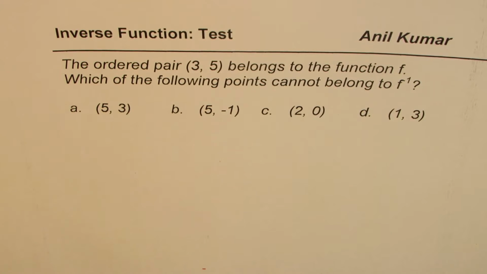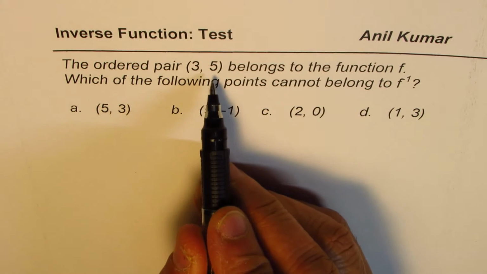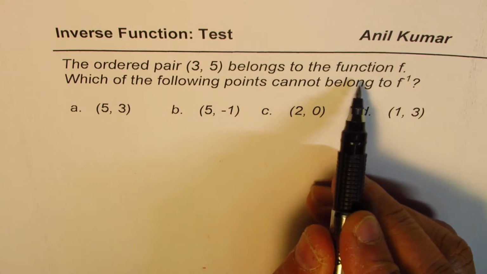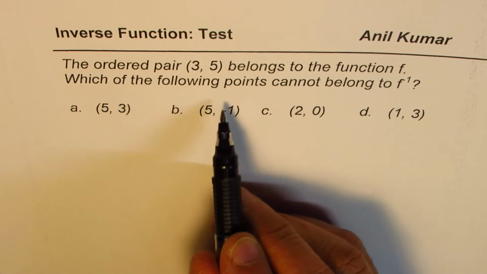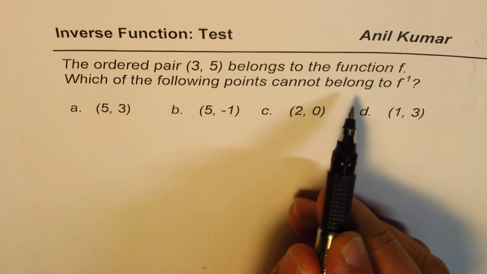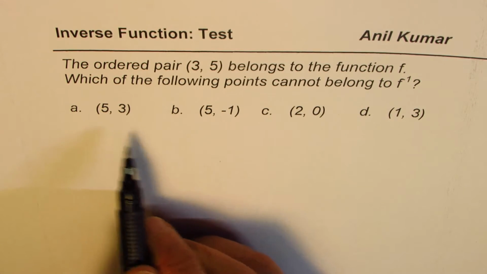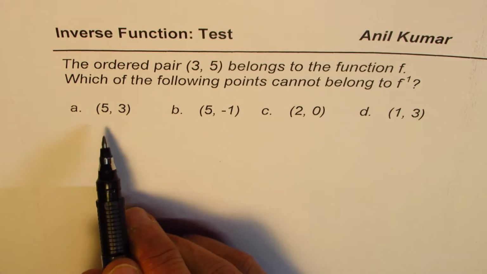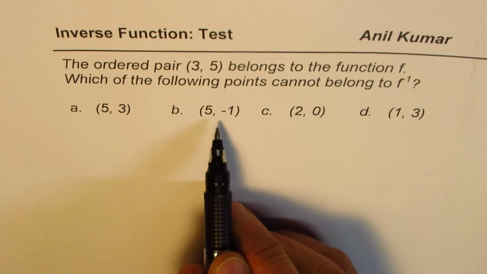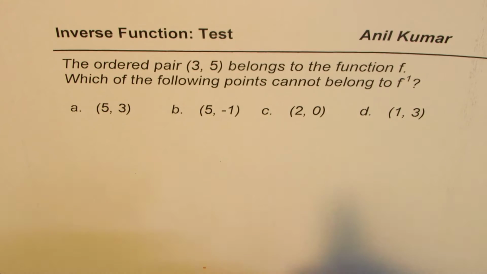The question here is, the ordered pair (3, 5) belongs to the function f. Which of the following points cannot belong to f inverse? Options are A, B, C, and D, which are (3, 5), (5, 3), (5, -1), (2, 0), and (1, 3). You can pause the video, answer the question, and then look into my suggestion.